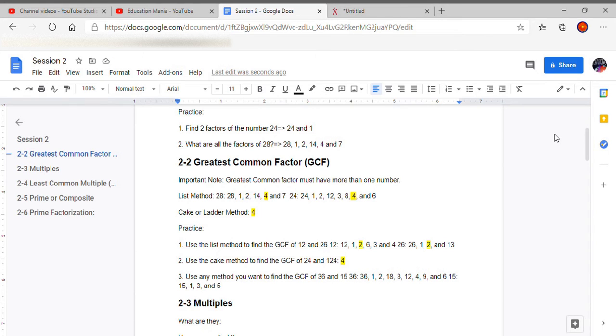So now we can find which one is the greatest. Once you look through all of them, you'll figure out 1 and 3 are the only ones in common, and obviously 3 is the greatest.